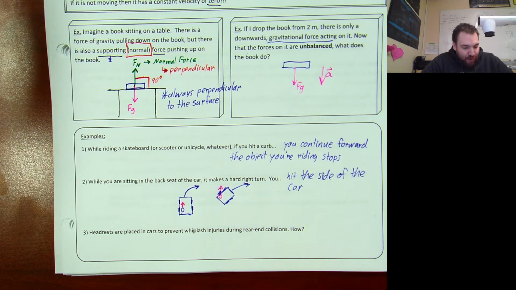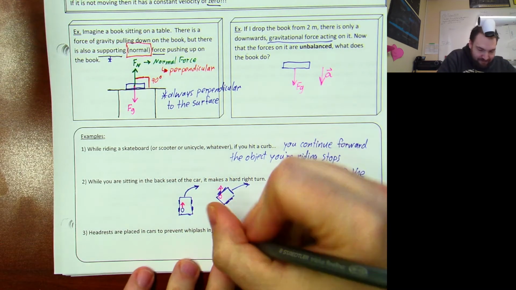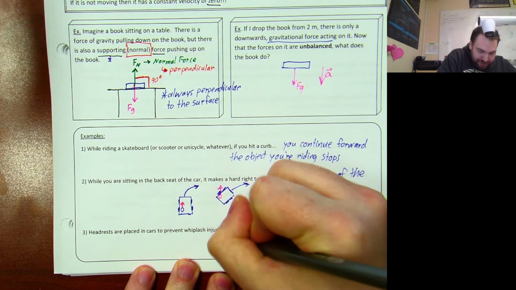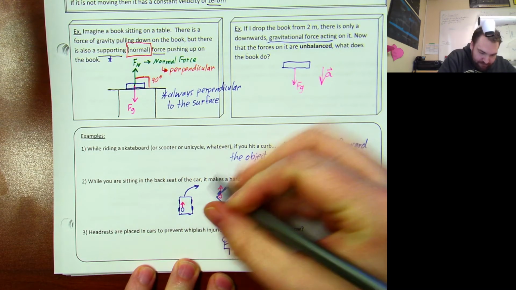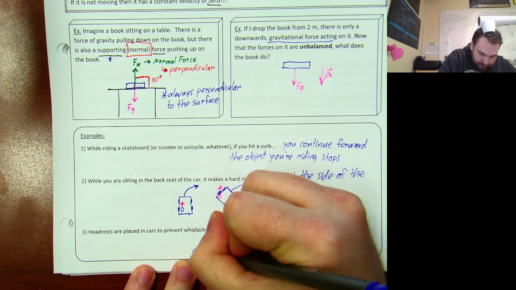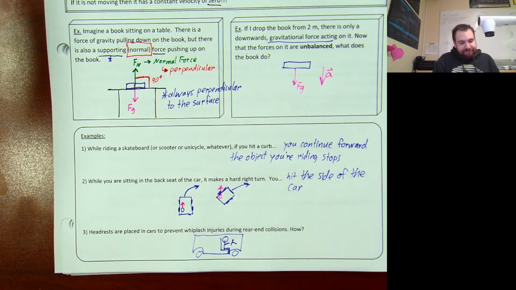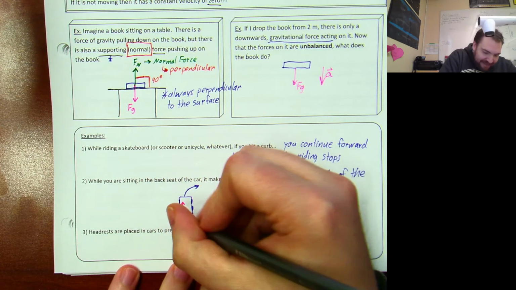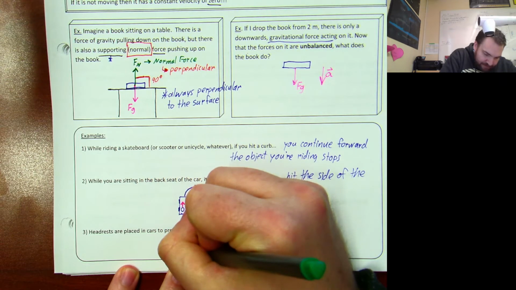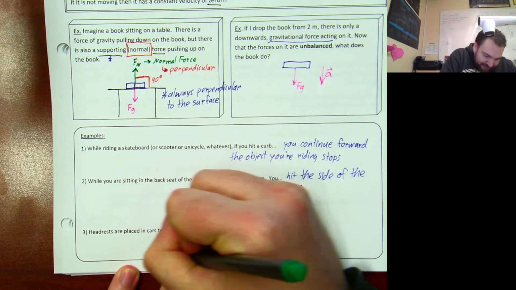How do headrests prevent whiplash? Those of you who have experienced being rear-ended, what part of you goes forward? So let's draw this again. So here's you. Let's say you're driving. You're sitting in your seat in your boxcar. You're not moving. And then you get plowed from behind by this little green sports car.